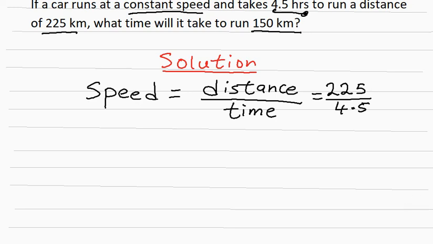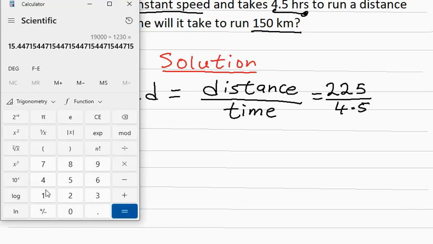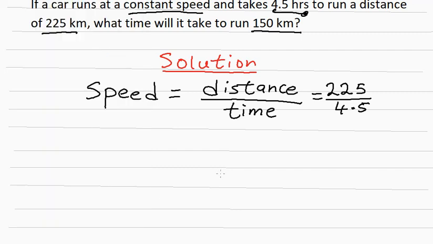So here we go. 225 divided by 4.5 is 50. So that's 50 kilometers per hour. So we can now use that to calculate this time.